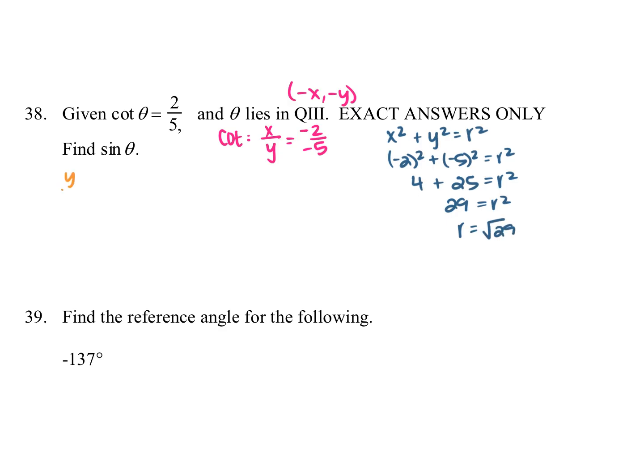Sine is y over r. So that is your negative 5 over the square root of 29. That does have to be rationalized, so we're going to multiply the top and bottom by the square root of 29 to get the sine of theta equaling negative 5 square root 29 all over 29.